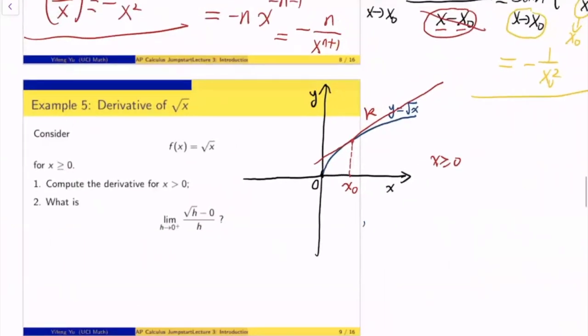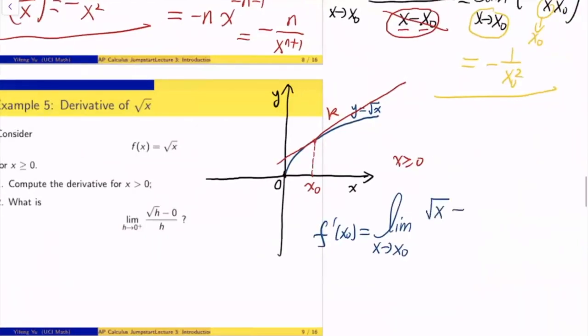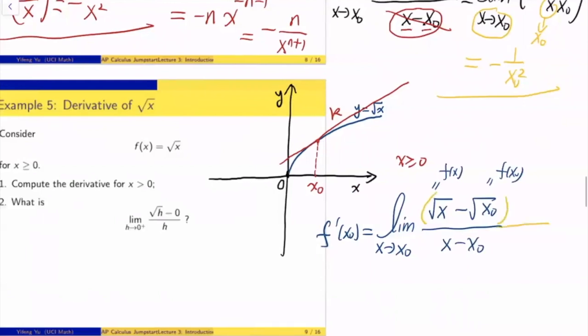Now, f prime of x0, by definition, is the limit as x goes to x0 of the square root of x minus the square root of x0, divided by x minus x0. Take the limit. That's just the definition. Remember, this is f(x) and this is f(x0). Since we have a square root here, let's multiply by its conjugate, the square root of x plus the square root of x0.